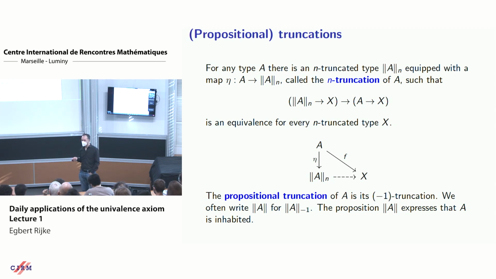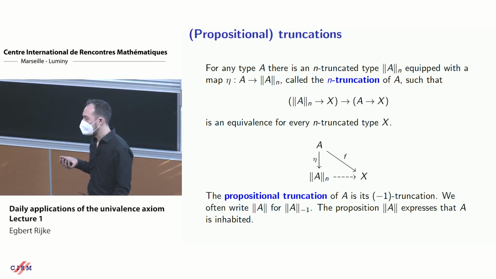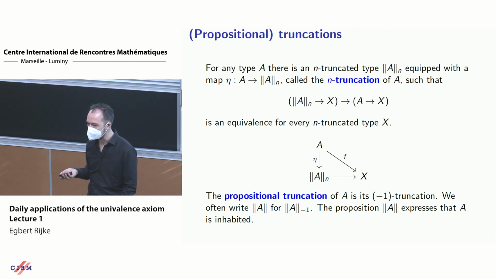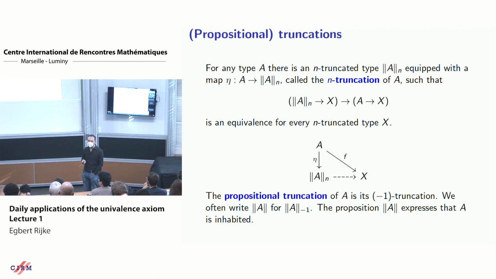And that's very useful, because often we want to say that the type is inhabited without actually destroying the structure of what we are about to say. Yes? Out of interest, can you prove that this diagram commutes just from knowing that the map above is an equivalence, or is this extra?